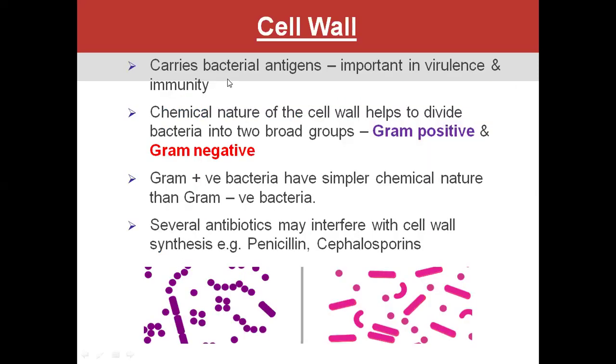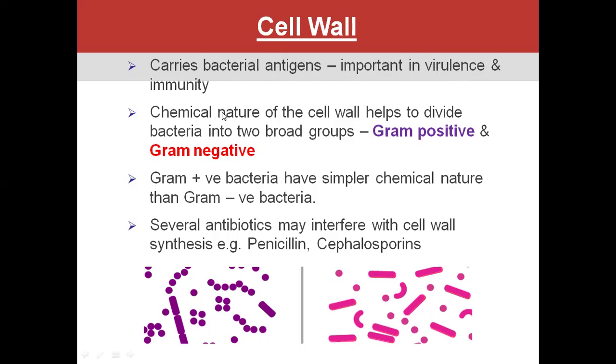The cell wall carries the bacterial antigens. As the cell wall acts as an antigen, it plays an important role in virulence. What is virulence? It is the ability of a strain to produce infection. So it increases the virulence of the bacteria, and it also contributes to immunity. Why? Because as it acts as an antigen, specific antibodies are formed, and these antibodies indirectly give immunity.